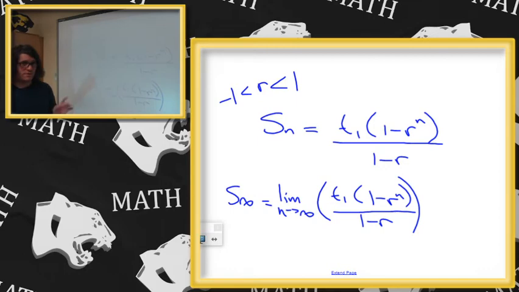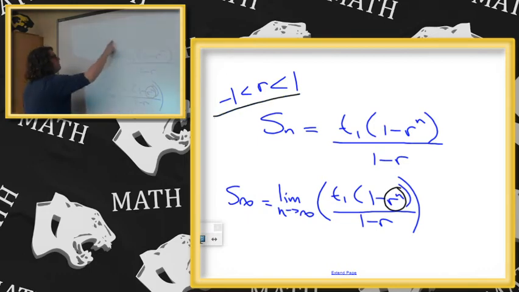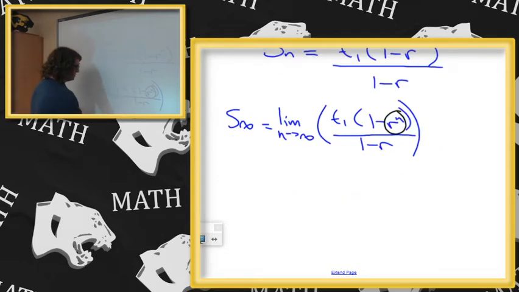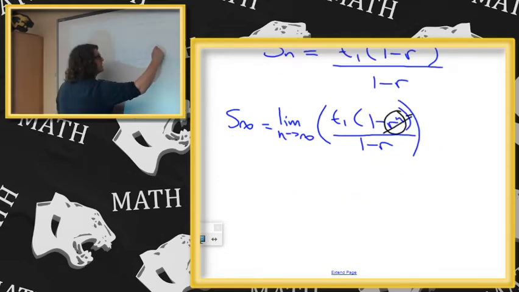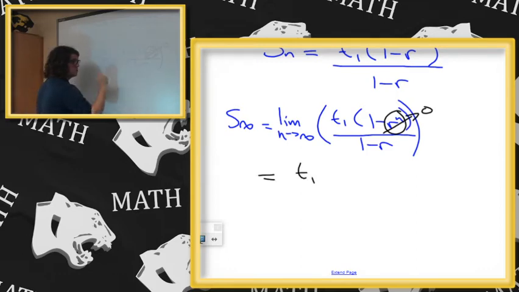Okay, so the only thing that matters really is n. So the question is, can we make a comment knowing that this is true? Can we make a comment about what r to the n becomes? When you take the limit, r to the power of n always becomes 0. So since under the condition that r has to be between -1 and 1, that always becomes 0, we end up getting T1 times just a 1 over 1 minus r.